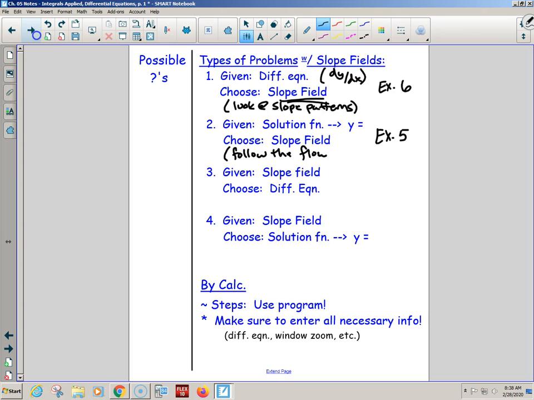You could be given the solution or the differential equation and find the slope field, or you could be given the slope field and find the differential equation. Technically, example 6 was more like that. But either way, you're just trying to match one to the other, so it's similar. So we'll still put example 6 and example 5. Basically, you're either going to or coming from differential equations, or going to or coming from solutions. You still need to think about solutions. We're following the flow.